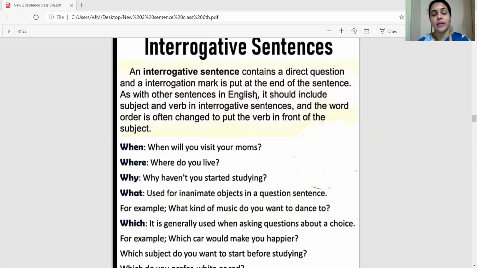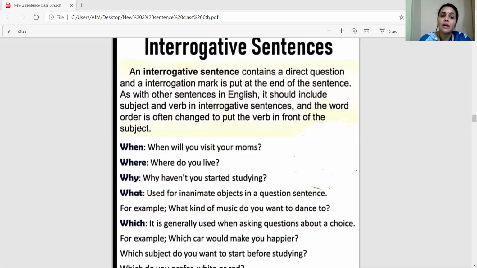As I told you, there are different types of sentences. Like other sentences in English, an interrogative sentence should also include a subject and a verb, which is the first and foremost condition for a group of words to be any kind of sentence.